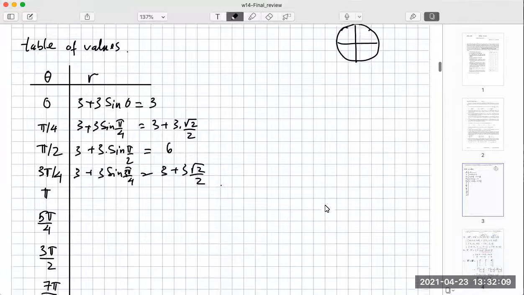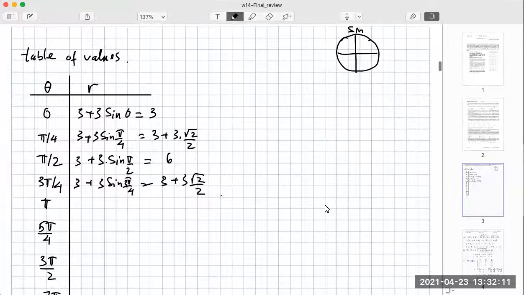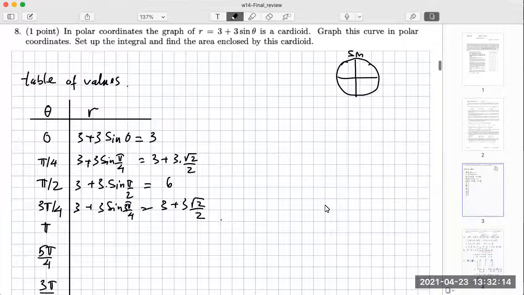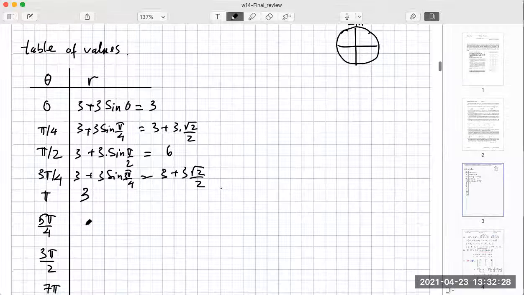So we found some values here. When theta is pi, then sine of pi will be 0. So this will go back to 3, right? At 5 pi over 4, it will be this guy, okay? Then sine will be negative. It means that this will be 3 plus 3 times negative square root of 2 over 2, right?